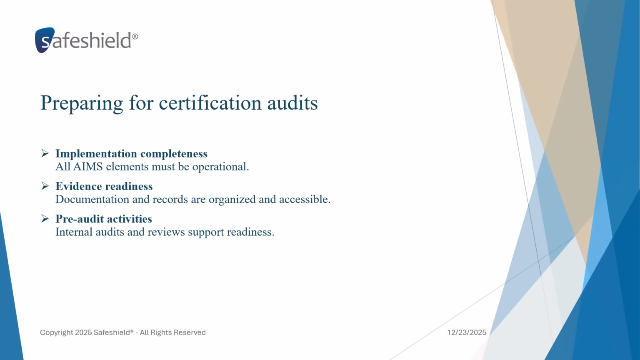Organizations should confirm that the AIMS scope is clearly defined and reflected consistently across documentation and operations. Required policies, procedures, and records should be complete, current, and accessible. Risk assessments, treatment plans, monitoring results, internal audits, and management reviews should have been conducted and documented. Outstanding nonconformities should be addressed, and corrective actions should be implemented or justified.